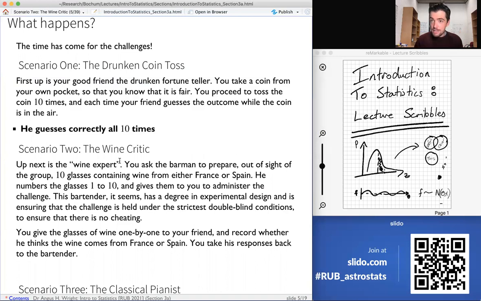And we take these glasses to our wine tasting friend, and we give them to him, and one at a time, he tastes the wine, smells it, whatever, and he writes down on a piece of paper, 1, France, 2, Spain, etc., all the way through till number 10. After he's finished, we take this piece of paper back to the bartender, and we hand him the piece of paper, and he tells us that our wine tasting friend has correctly identified every single glass of wine.